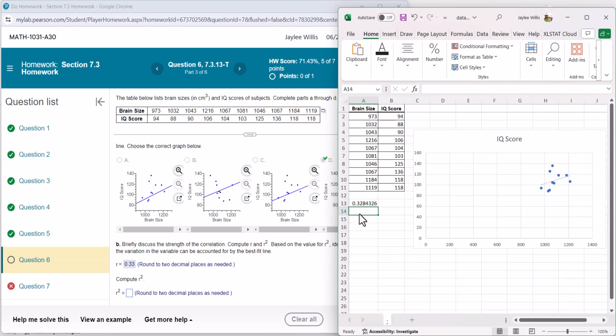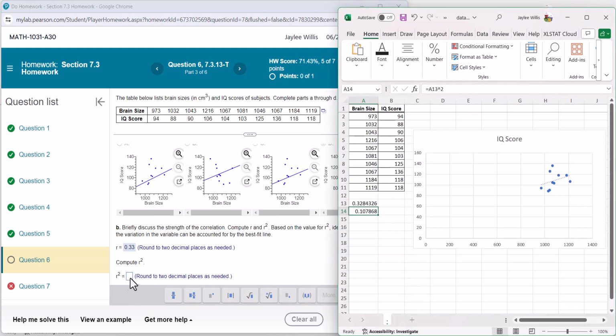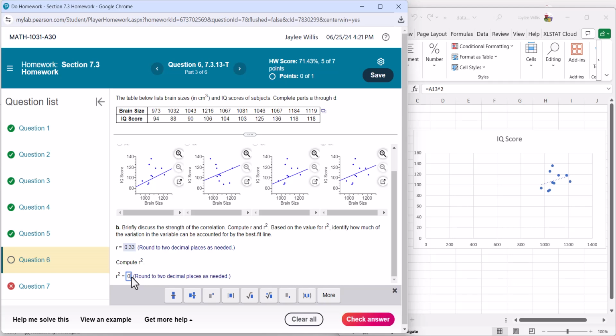And then the R squared value is basically just going to be this number that we calculated for R raised to an exponent of 2, or you can multiply it by itself. So the R squared value should always be a positive number, because even if your R value is negative, when you square it, it will become a positive number. So R squared in this case, if we round to 2 decimal places, is 0.11.